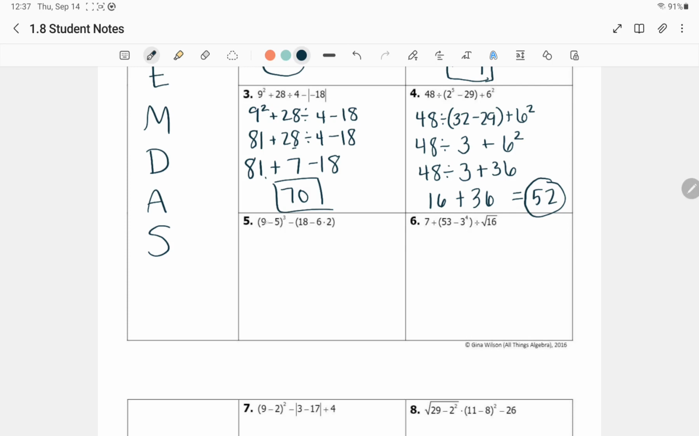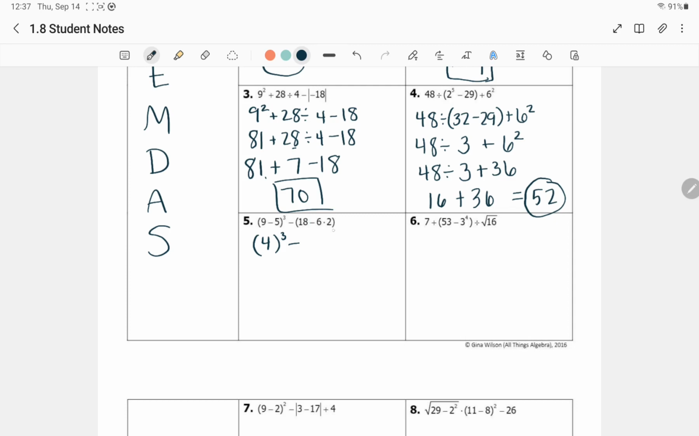I can't do the exponent first. It says do what's in the parentheses first. So 9 minus 5 is 4. And then we're going to put the parentheses and the 3 back and the exponent there. And then minus 8. 18 minus 2, minus 6 times 2.